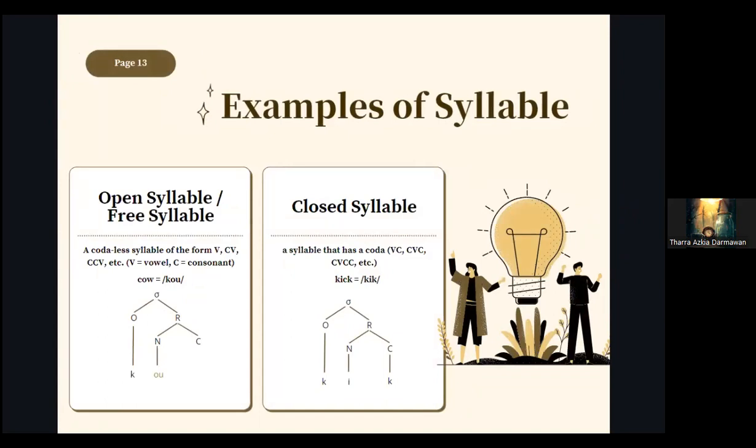And then the open syllable is a syllable of the form V, CV, CCV, and etc. V is vowel and C is consonant. We can see from the word cow. And then the closed syllable is a syllable that has a coda. We can see from the word cake. Next slide, please.